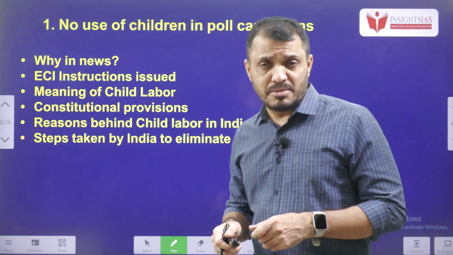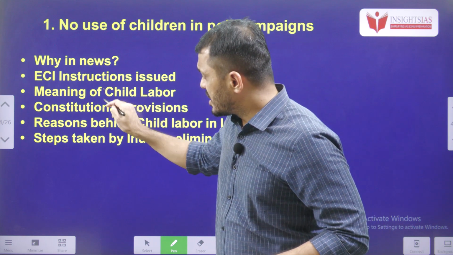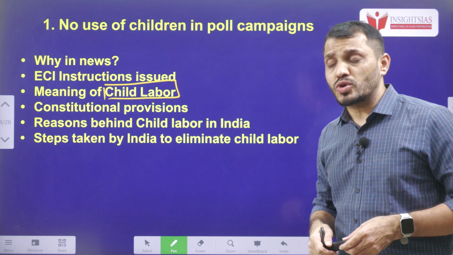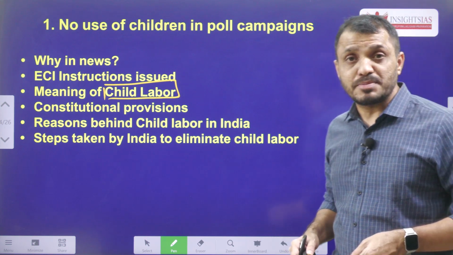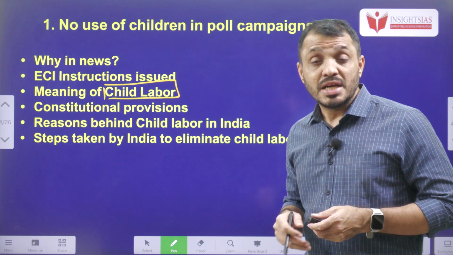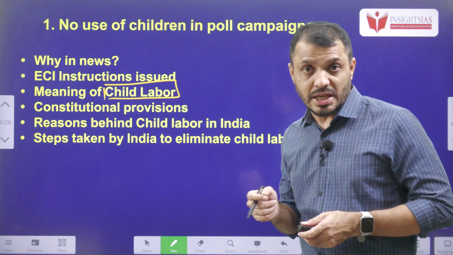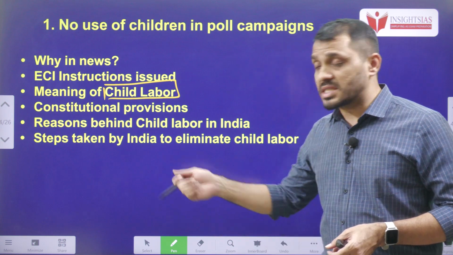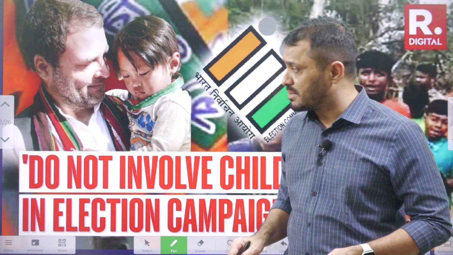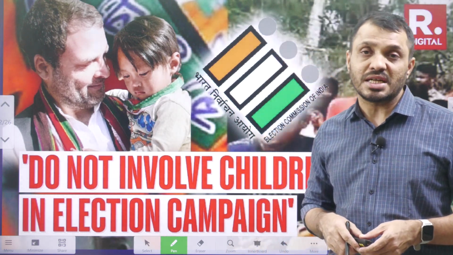By the way, tell me students, which article of the fundamental rights prohibits child labour? Then we will discuss constitutional provisions and the reasons behind the high amount of child labour in India. In India, child labour is very prevalent according to ILO statistics as well. Then steps taken by India to eliminate child labour. So far, what kind of steps has the government of India taken? We are going to discuss that as well.